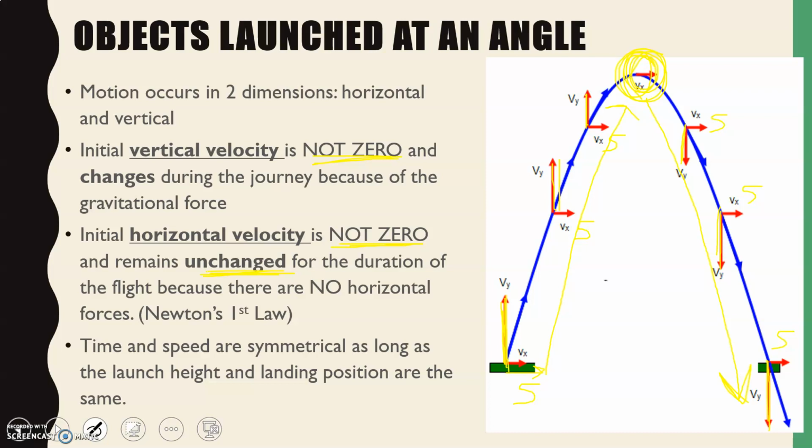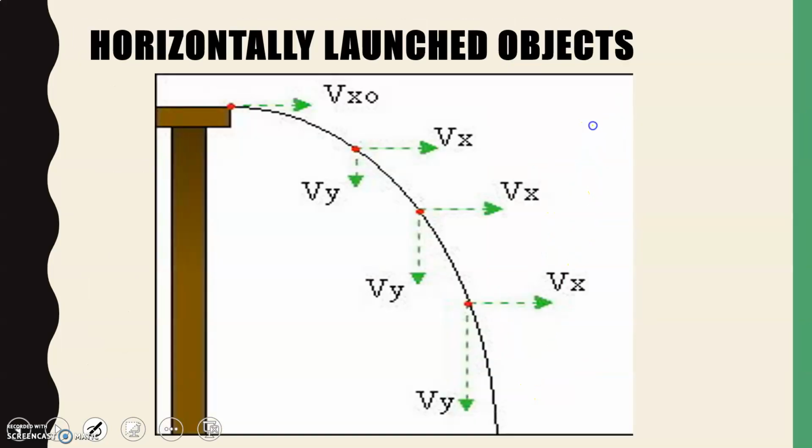And the time and the speed, as we already mentioned, is symmetrical as long as the launch height and the landing position are the same. So they were the same, so we did see that symmetry, and we already looked at it.